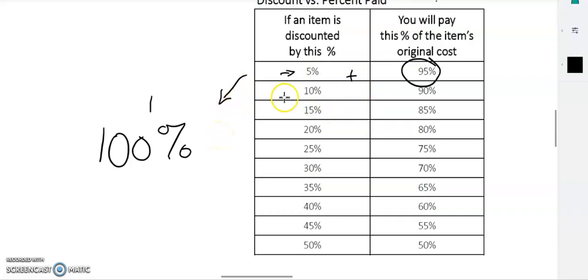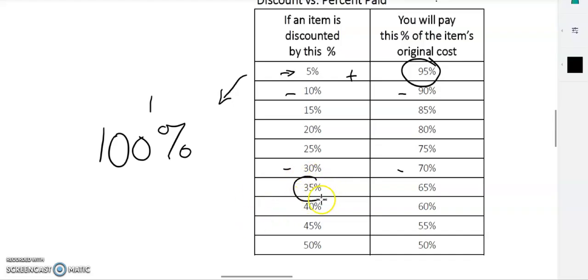Right? So if you get 10% off of something, then you're paying the remaining 90%. If you get 30% off something, you're paying the remaining 70%. So take a second, pause the video here if you have to, but fill in this table. And we're going to answer the questions right underneath here. So the first question, once you get that table filled in, is if an item is on sale for 35% off, what percent of its original cost will you pay?